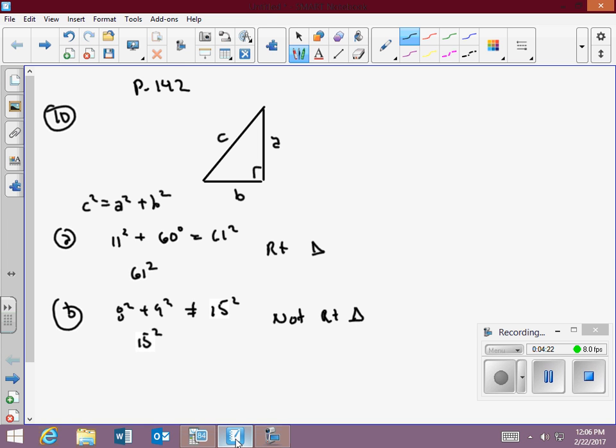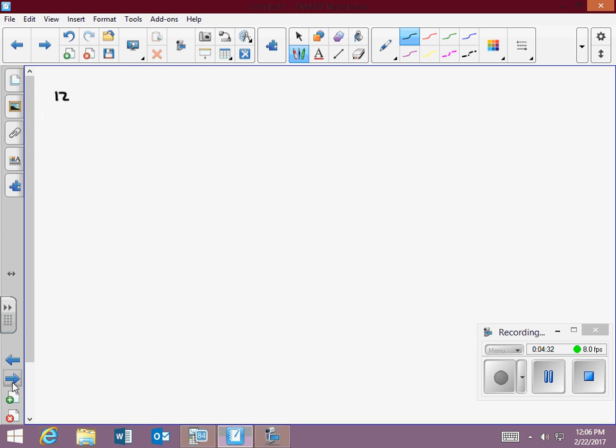And then you do the same thing with C. It says, given the lengths of the sides of the triangle, indicate whether each triangle is a right triangle. If not, specify whether it is acute or obtuse. So you're going to do the shorter sides, so it's 70 and 54.